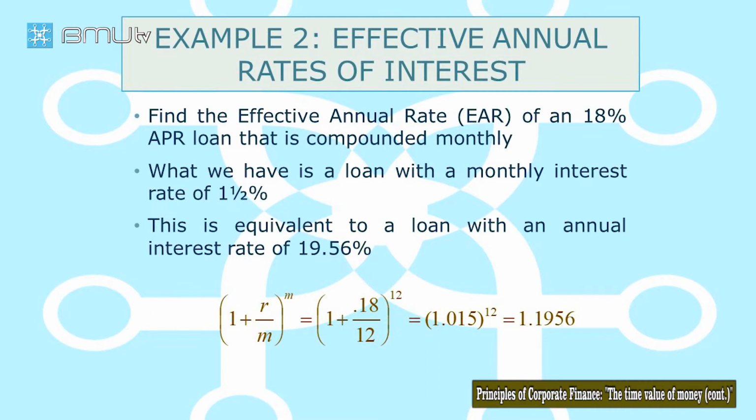Find the effective annual rate of an 18% APR loan, that's an annual percentage rate loan, that's compounded monthly. What we have is a loan with a monthly interest of 1.5%, that's 18% APR. The monthly rate is 18% divided by 12. This is equivalent to a loan with an annual interest rate of 19.56.